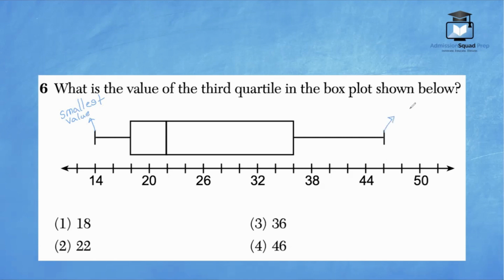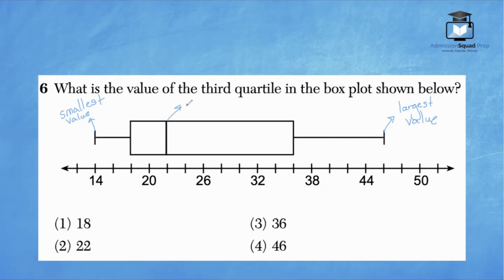This number right here is going to be the largest value. So we can tell that that number is right between 44 and 50, but let's try to figure out what our scale is. If we're going from 44 to 50, that is 6 points, and we see 3 different tick marks. So we're going by 2. So 44, 45, 46, 47, 48, 49, 50. So this number right here is 46. That is our largest value.